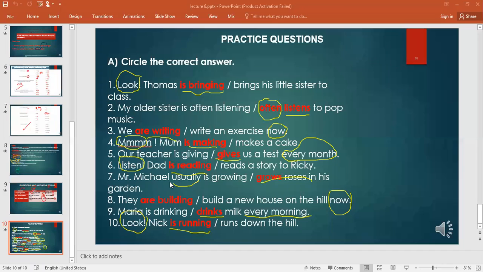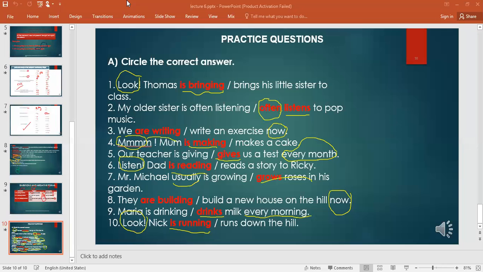Number 9. Miss, can I do it again? Do, Celine. Maria drinks milk every morning. It's drinks because it's every morning. It's a habitual action. Very good. The last one, Ghadi.